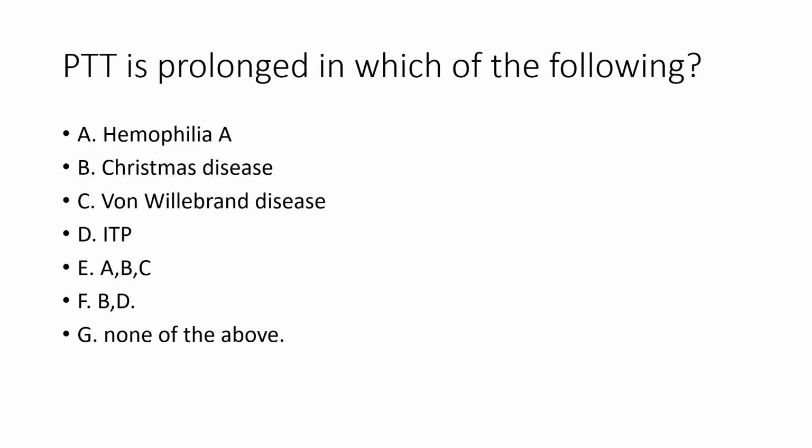So PTT is prolonged in which of the following? Hemophilia A, Christmas disease, von Willebrand disease, ITP, A B C, B D, or none of the above. So pause and try to answer this question, because this question is slightly difficult as compared to the previous one which I have discussed.